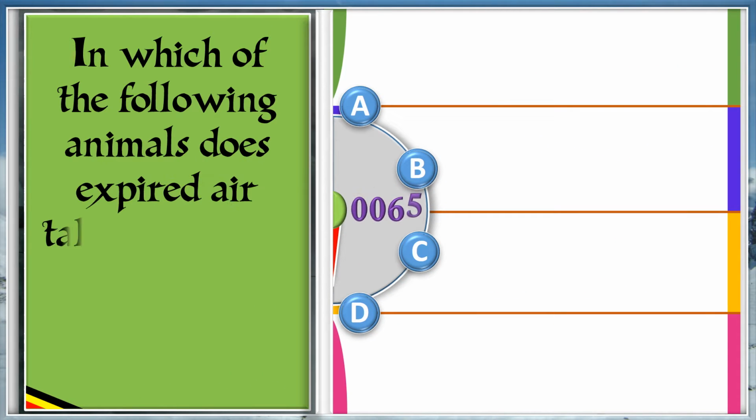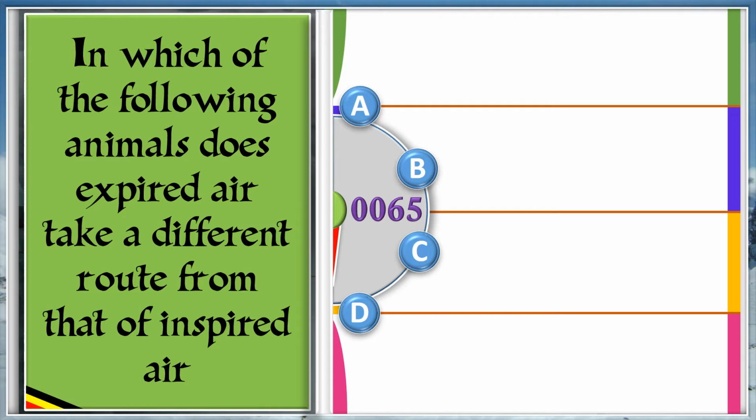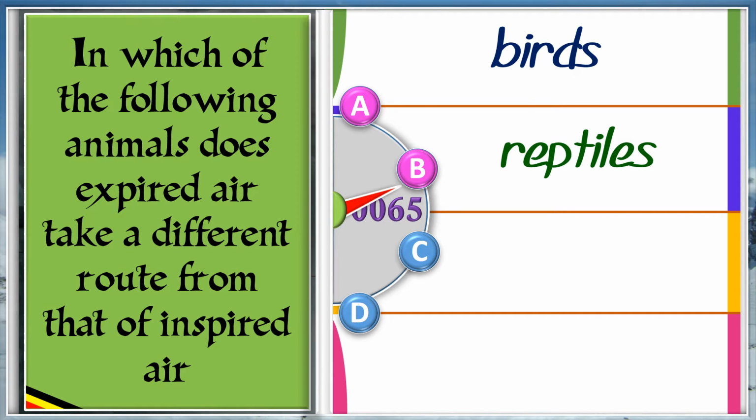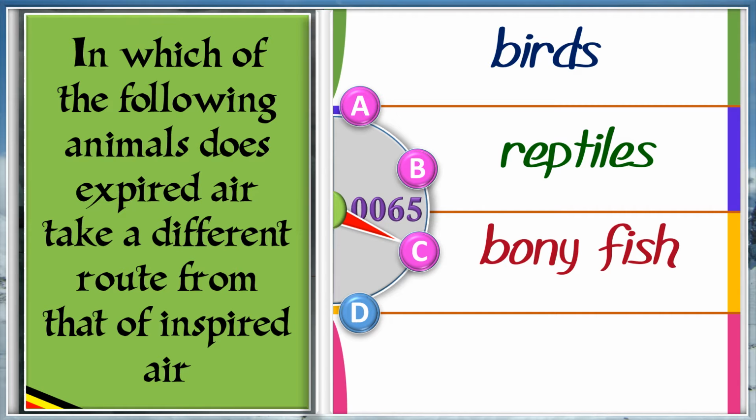In which of the following animals does expired air take a different route from that of inspired air? A. birds. B. reptiles. C. bony fish. D. mammals. And the answer is C. bony fish.